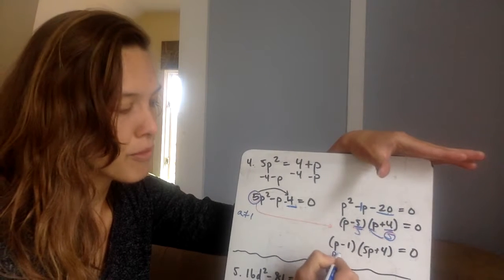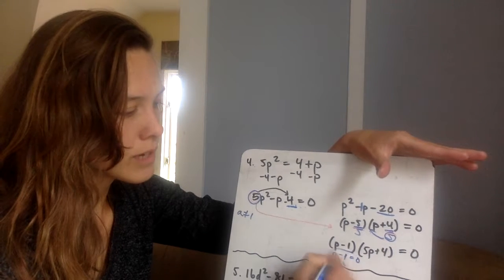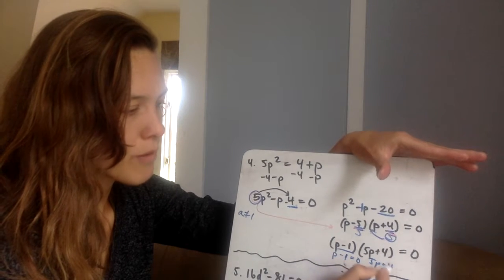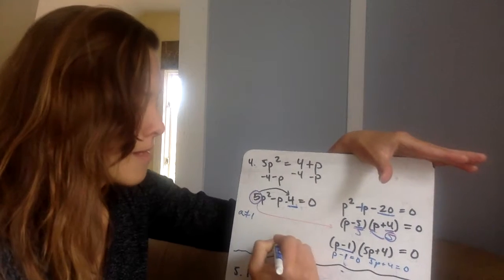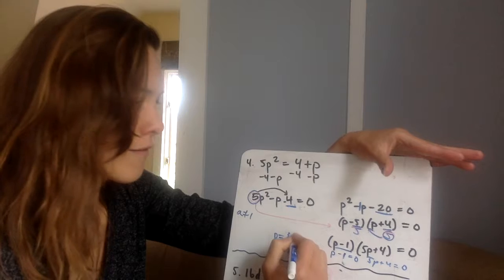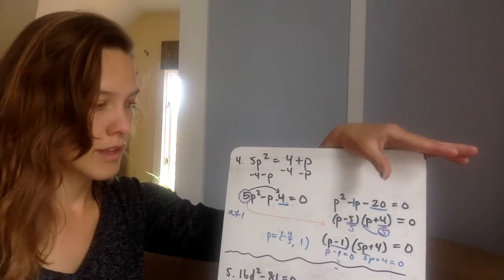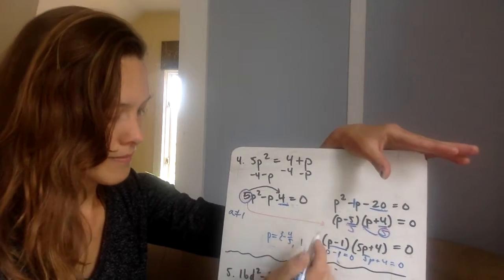So now I set them both equal to 0. P minus 1 equals 0. 5p plus 4 equals 0. And I get p equals negative 4 over 5 and positive 1. That should be a squiggly.